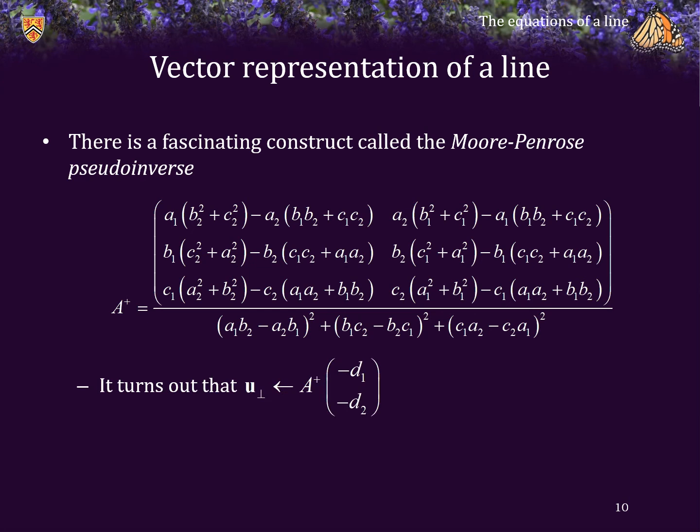In this case, therefore, it turns out the u perp vector is simply found by multiplying the vector negative d1, negative d2 by this Moore-Penrose pseudo-inverse. That's it. And once again, this is something that can be easily programmed because it is a 3 by 2 matrix and it's a matrix multiplication. We're not solving a system of linear equations. We are just doing a very simple matrix vector multiplication.